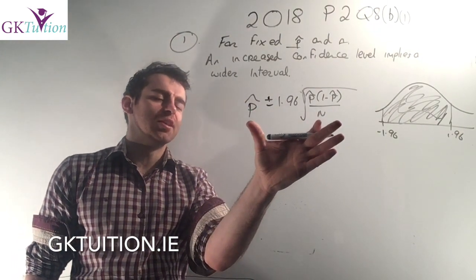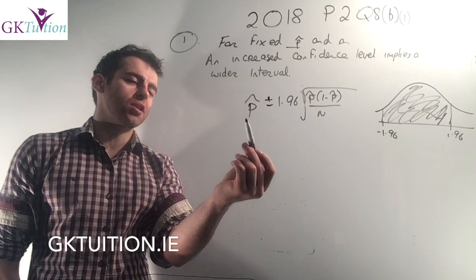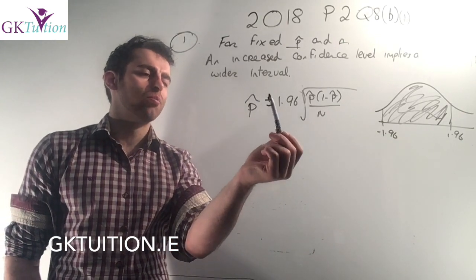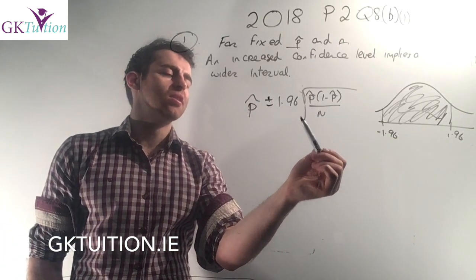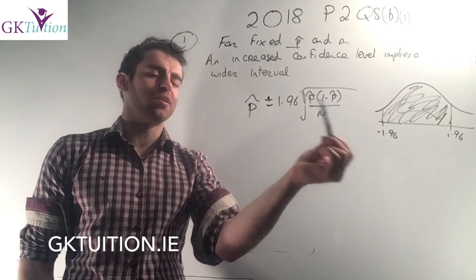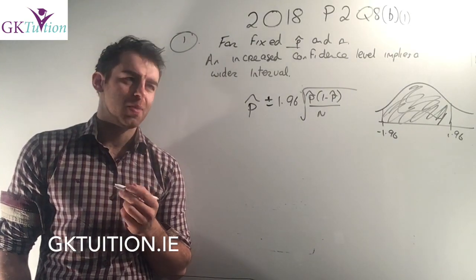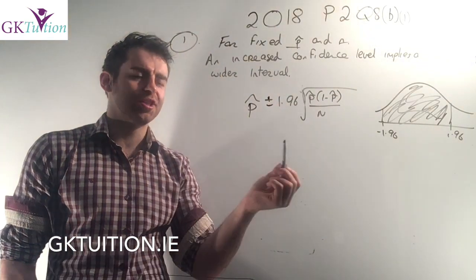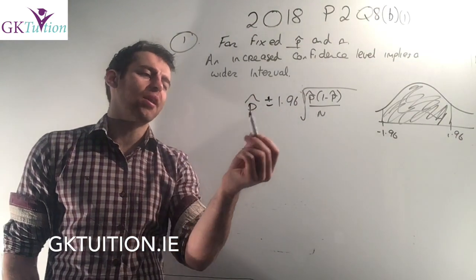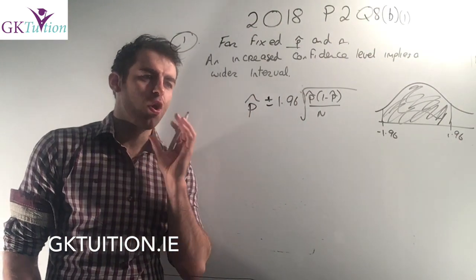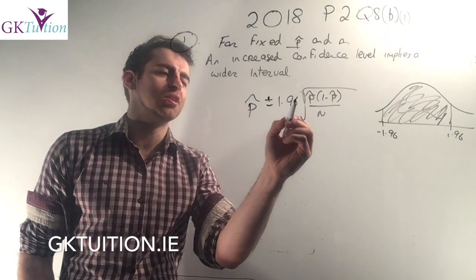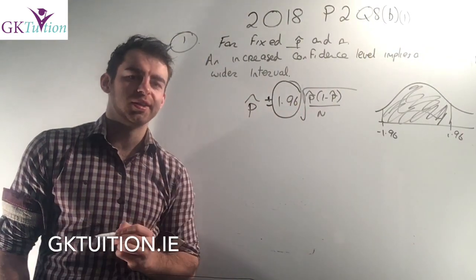So your confidence interval, we did it in the previous part of the question. Your formula is P hat plus or minus 1.96 times the square root of P hat times 1 minus P hat over N. Now they're telling me that P hat cannot change and N cannot change. P hat is fixed, N is fixed. So the only thing that could possibly change in this formula is your 1.96.